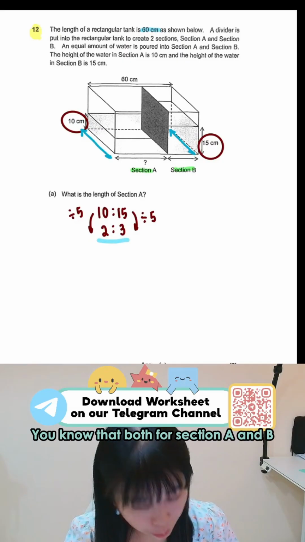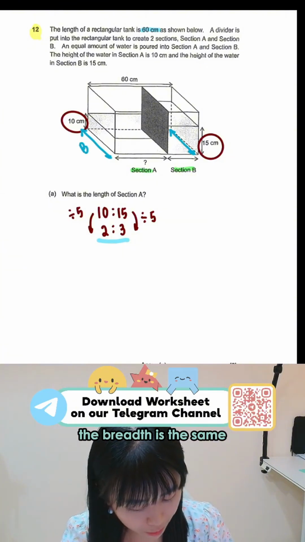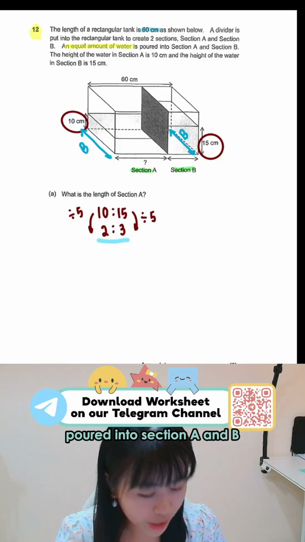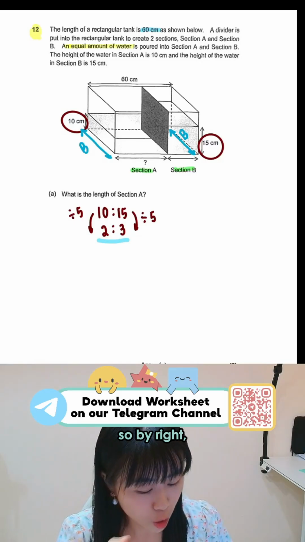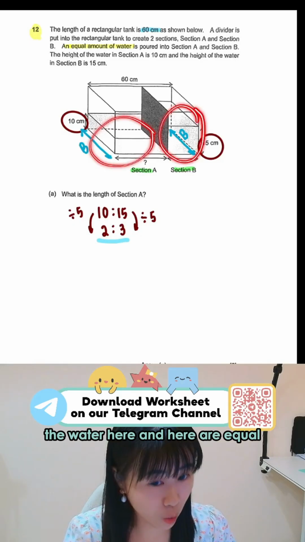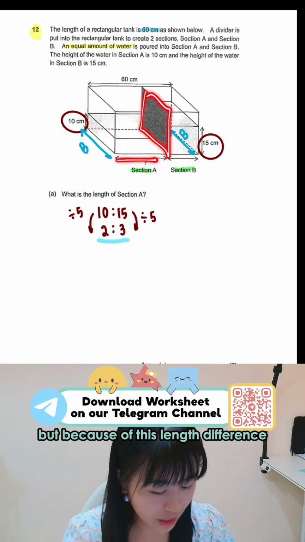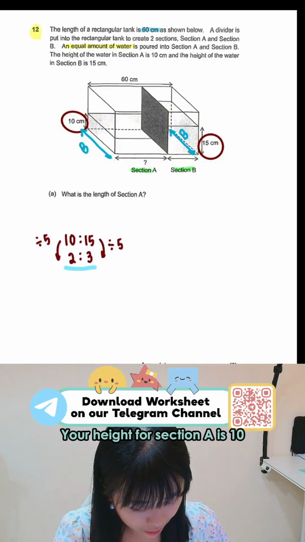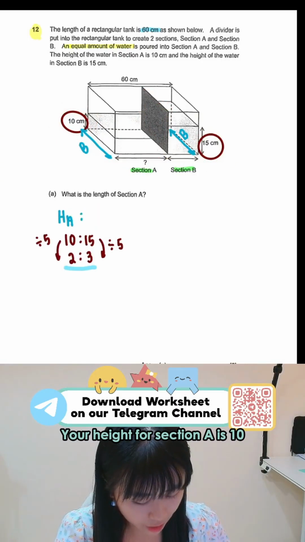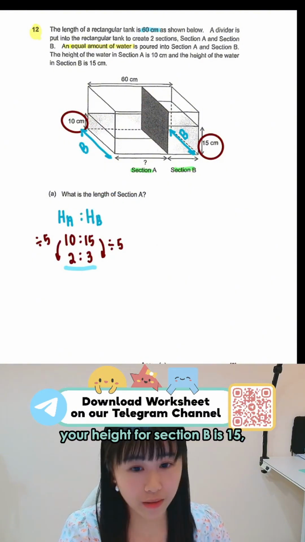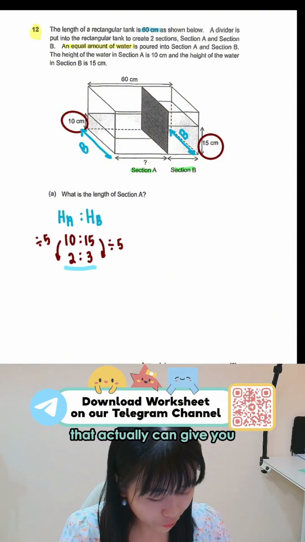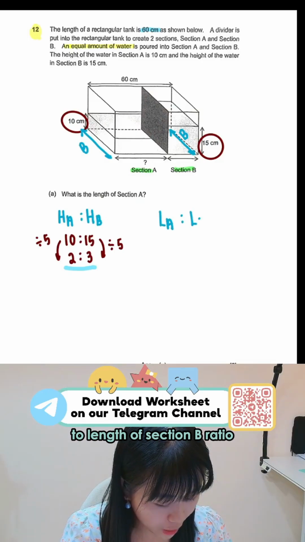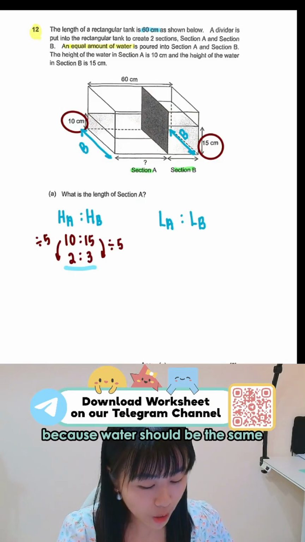You know that both for section A and B, the breadth is the same. Okay? And we know that equal amount of water is poured into section A and B. So by right, the water here and here are equal. But because of this length difference, it will cause the difference in the height here. Your height for section A is 10. Your height for section B is 15. That actually can give you the length of section A to length of section B ratio. Because water should be the same.